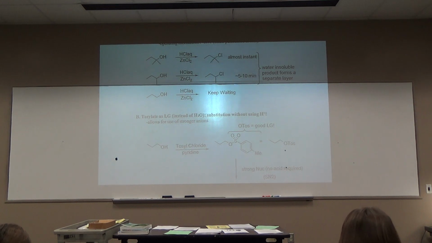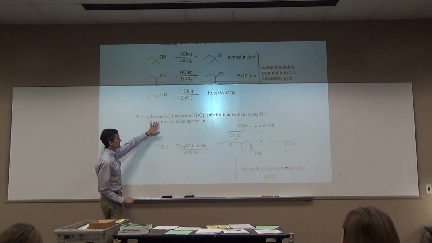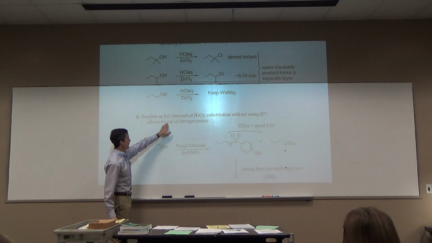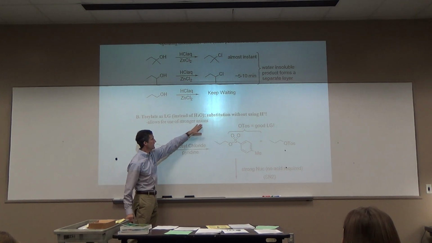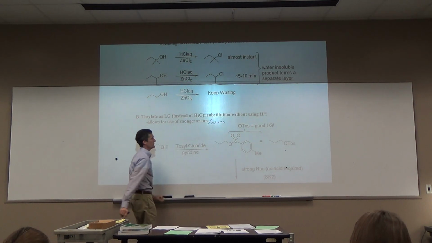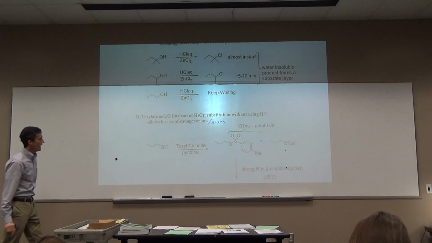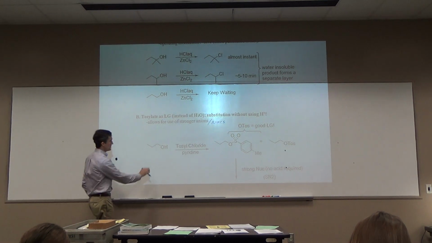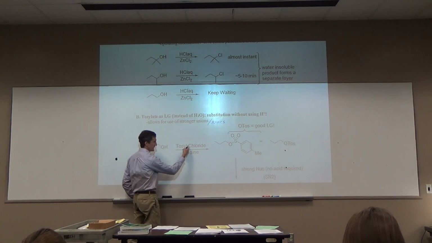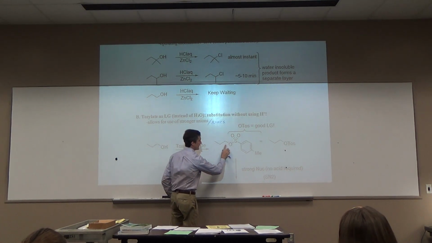What's another way to make an OH a better leaving group other than protonating? Tosylate. Convert it to a tosylate, okay? This allows, for one thing, use of stronger nucleophiles, okay? Stronger nucleophiles can be used here. We take alcohol, react it with tosyl chloride and pyridine, a standard base here. We can get the tosylate.